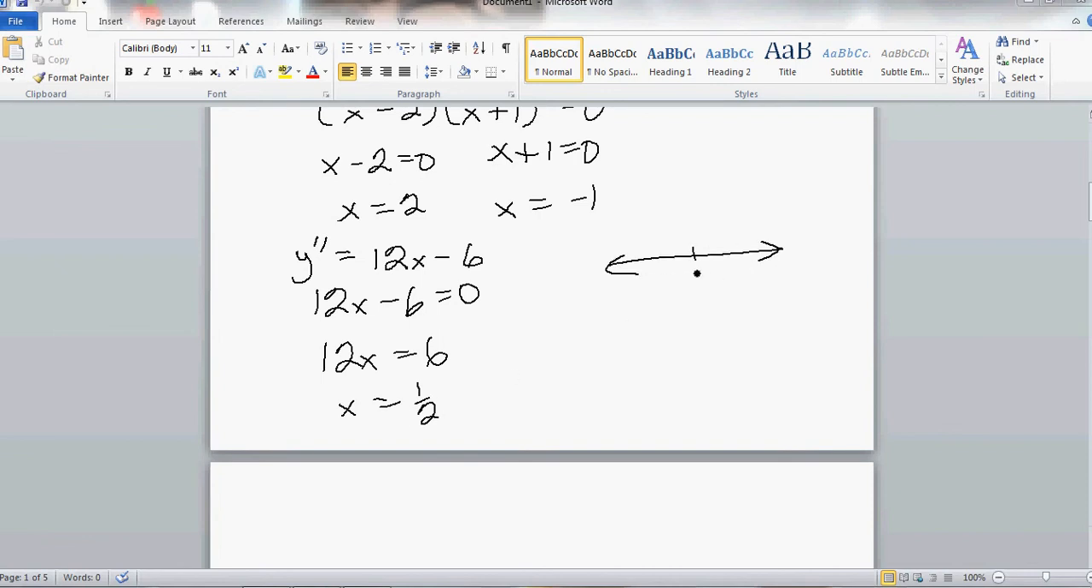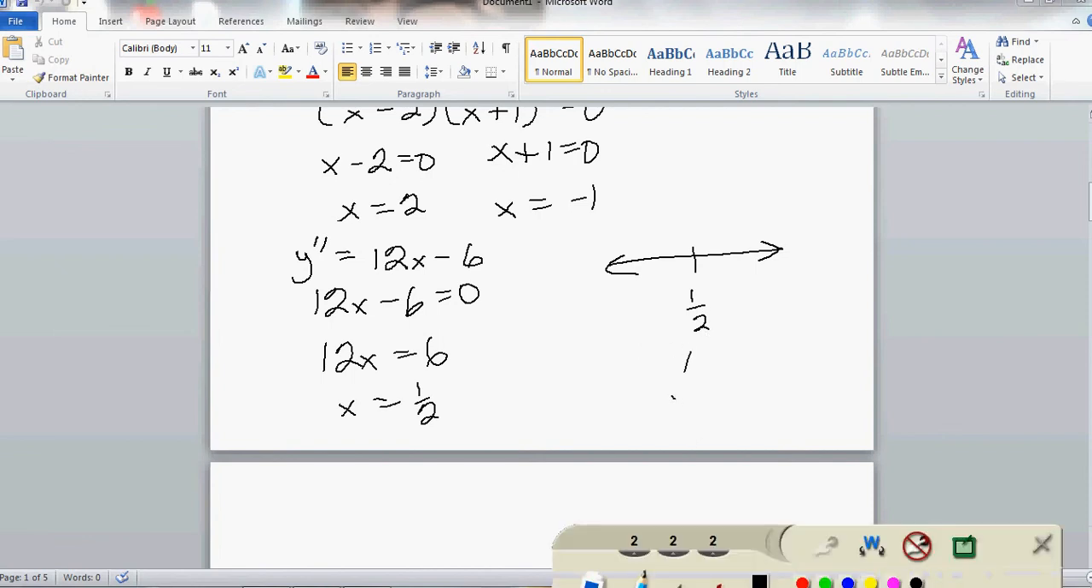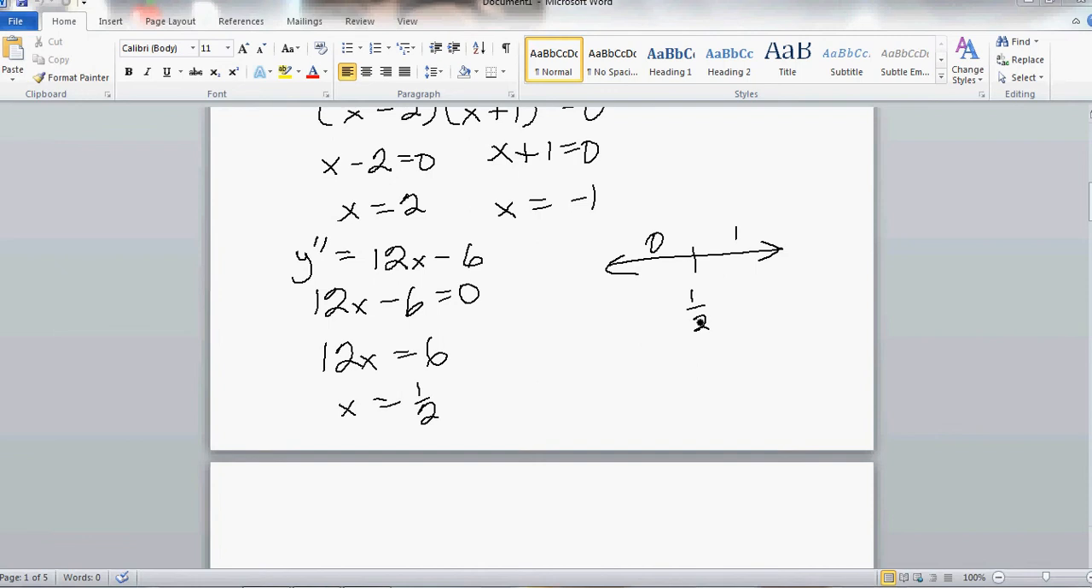Well, let's look at what happens. I'm going to put 1/2 there, just like we have in the first derivative test. And just like we did in the first derivative test, I'm going to pick values on either side of it, say 0 and 1. So let's plug in 0 here. Plugging in 0, I get a negative. Plugging in 1, I get a positive, because 12 minus 6 is 6. Now, instead of saying increasing and decreasing, this means this is concave down, and this is concave up, because negative means down, positive means up.